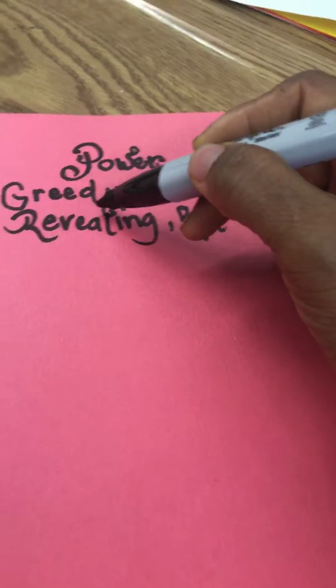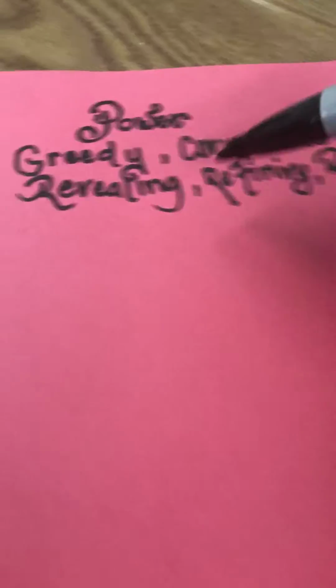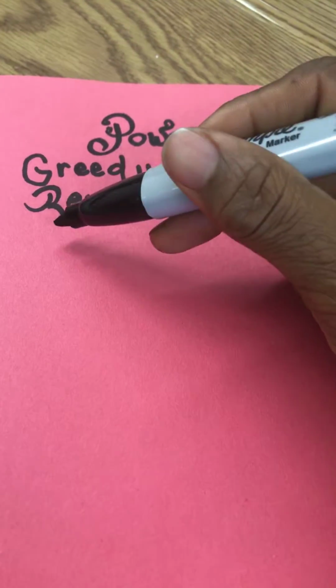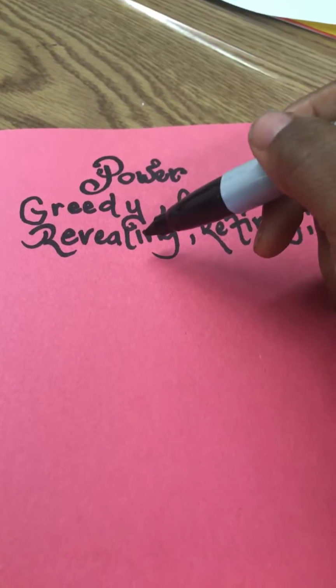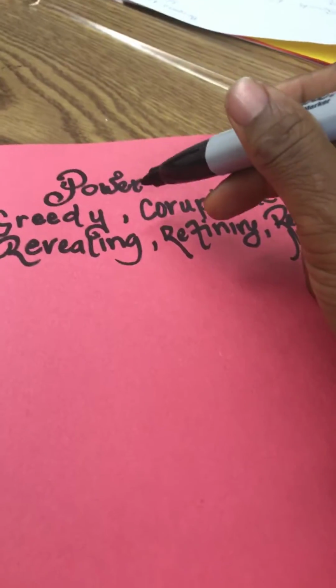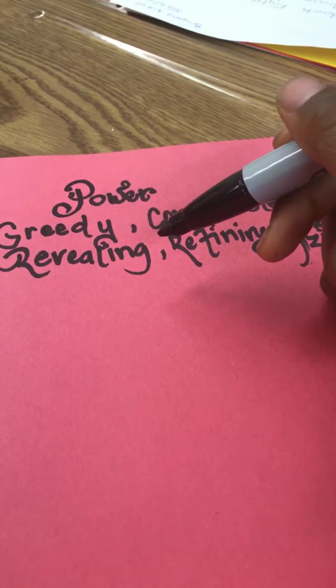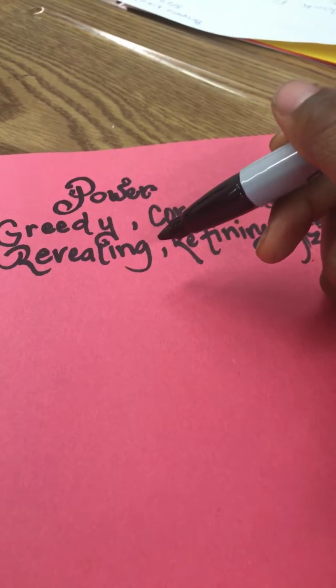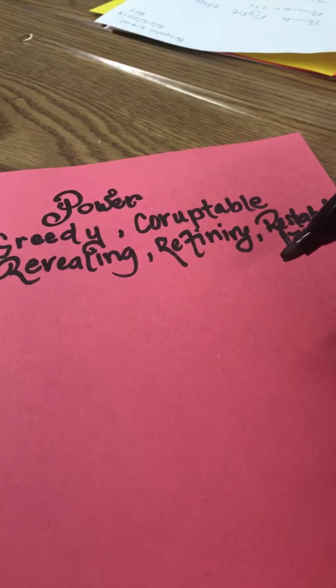So again, noun, first line. Second line, adjectives, greedy, corruptible. Next line, participles, verbs ending in ing used as an adjective. So I'm using it as an adjective to describe power. Revealing power. Refining power. Restabilizing power. Again, this is all about how I was inspired by the book to believe in myself. It revealed, it defined, refined, and reestablished.